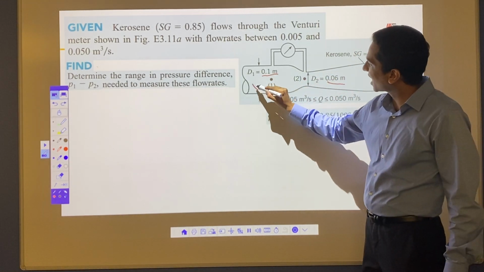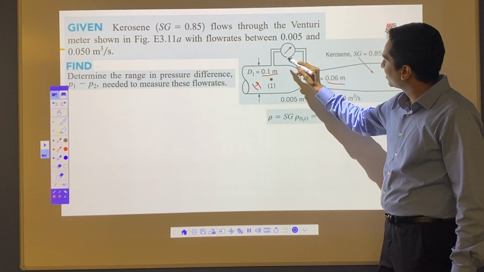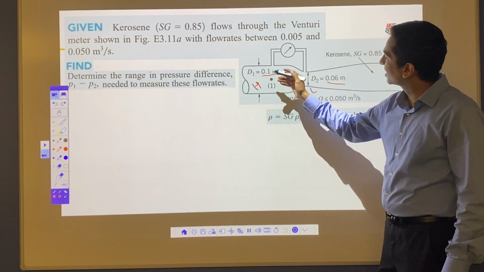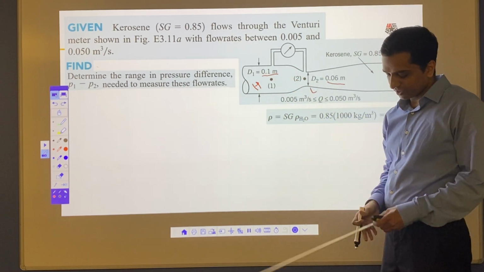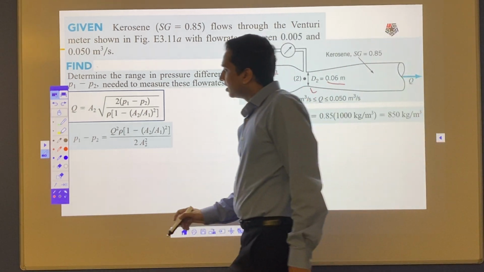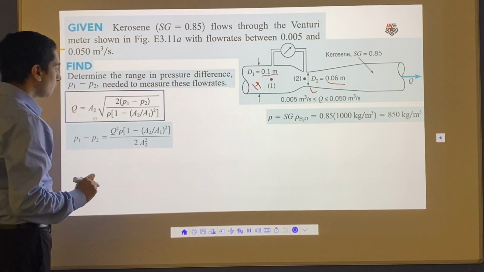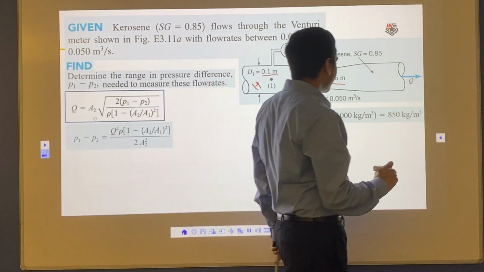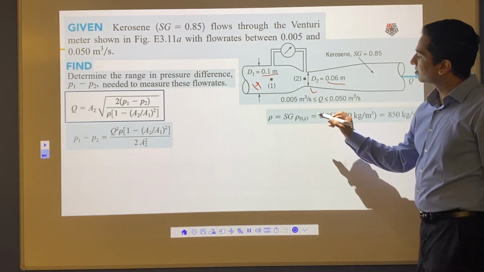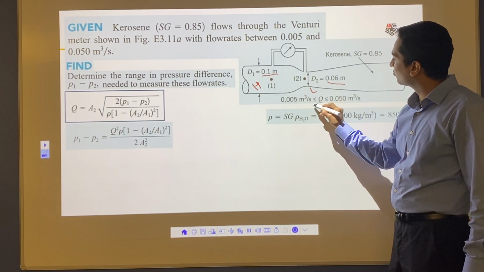So we are going to get high pressure here, we are going to have low pressure here, and because of that pressure difference, you can calculate flow rate by using your Bernoulli's equation. So in this problem, what we have to do is to calculate the range for pressure difference. Here the range for the flow rate is given.